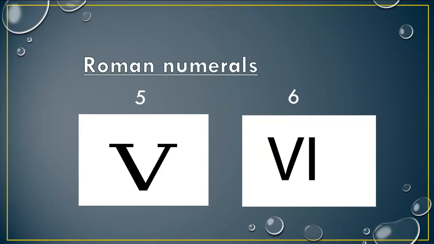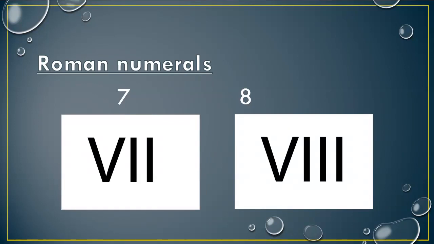So VI is 6. Then we have 7. We write VII. Then for 8 we write VIII. So V is 5 and 3 I's is 3 ones. When we add 5 plus 3, it becomes 8. So V triple I is 8.